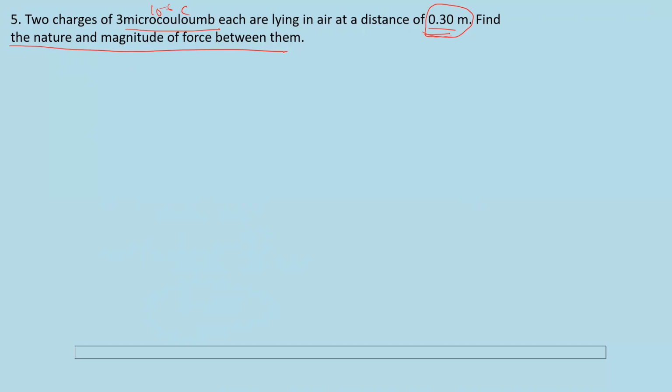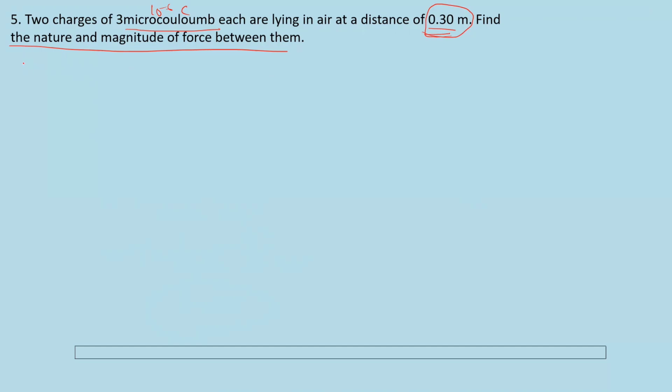So you see, two charges of 3 microcoulomb are given. Positive charges mean both are like charges, so there will be repulsion. The first part is done. The nature of the force is what? Repulsive, because we have positive charges. Now we will calculate the magnitude.